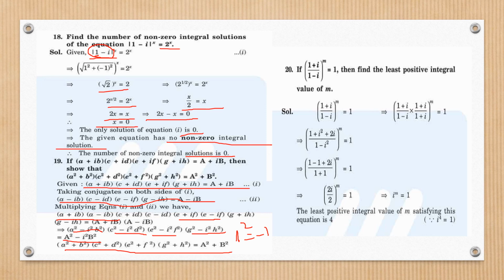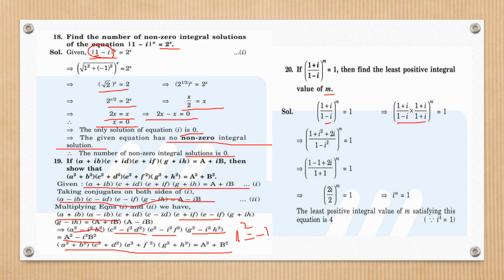Number 20 is: if ((1 + i)/(1 − i))^m is equal to 1, then find the least positive integral value of m. Okay, so start with this question. Here modulus is not required, it's just a simple bracket. And for any solution, firstly I need to express it in a + ib form. So for expressing it, inside the same power only, I will rationalize it. So I'll multiply and divide by 1 + i.